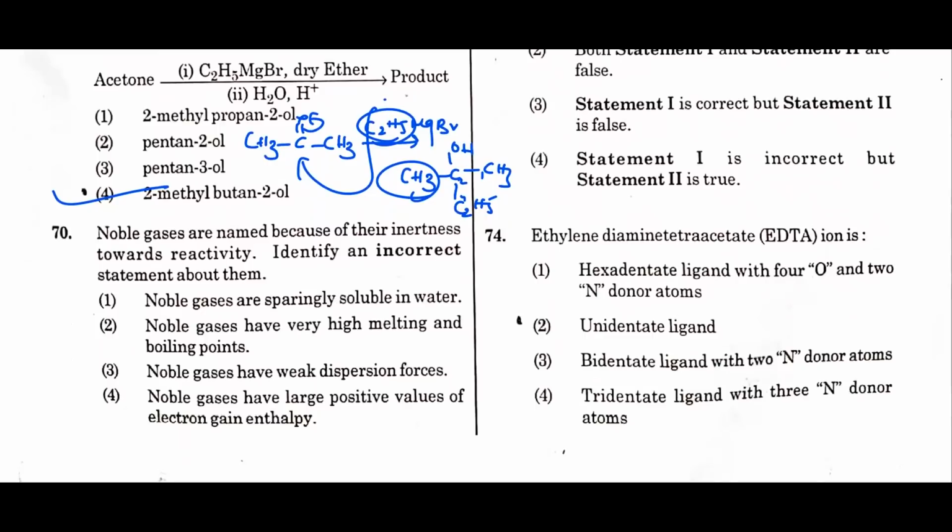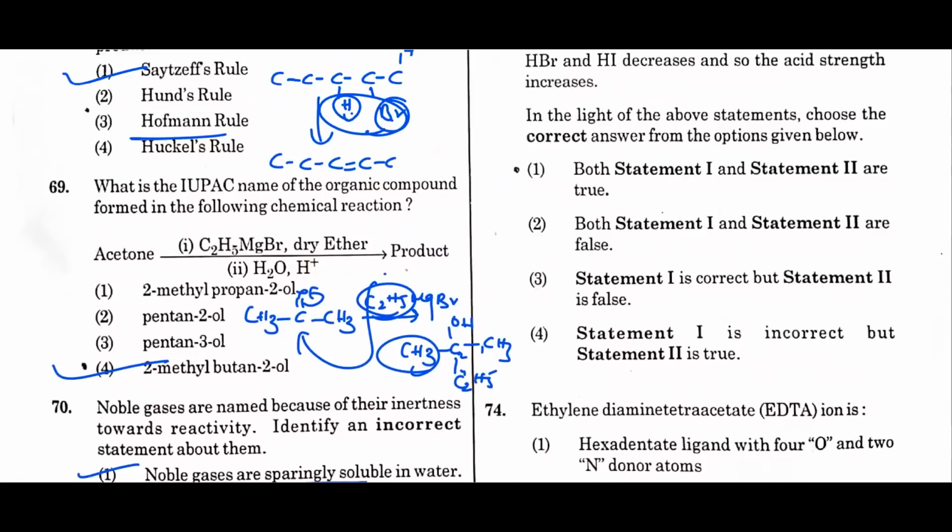Noble gases are named so because of their inertness towards reactivity. Identify an incorrect statement about them. Noble gases are sparingly soluble. Yes, they are not soluble, they are least soluble. Correct statement. Noble gases have very high melting points. No, noble gases have very weak forces of attraction between them. Because of this weak force of attraction, they have low melting and boiling points. This is an incorrect statement. Option 2 is the correct answer.